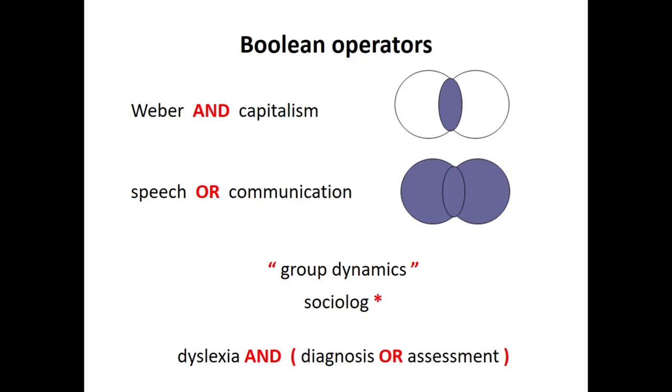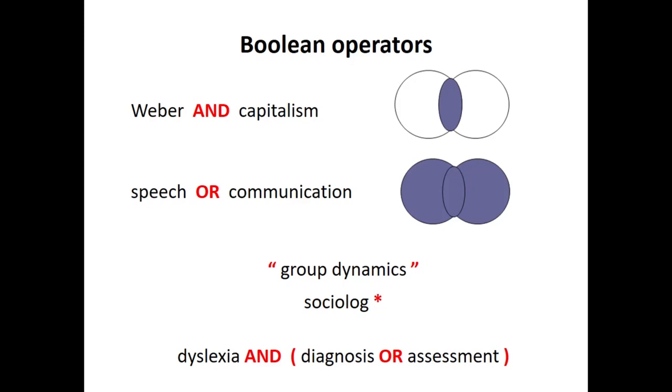If you want to search for a phrase of two words or more, you can put inverted commas around the phrase, as here in "group dynamics". So the database will only find instances of these words when they are right next to each other as a phrase.